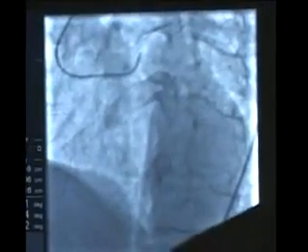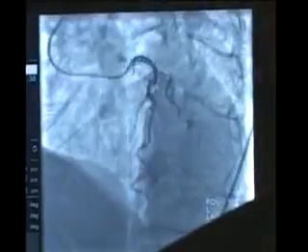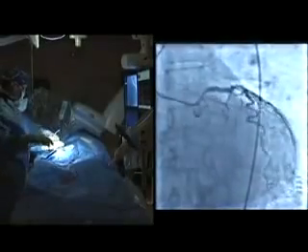coronary artery supplies blood to the top and the front of the heart. And the left circumflex supplies blood to the posterior portion of the heart or the back of the heart. Okay, now we're going to look at the right coronary artery. Supplies blood to the bottom part of the heart.